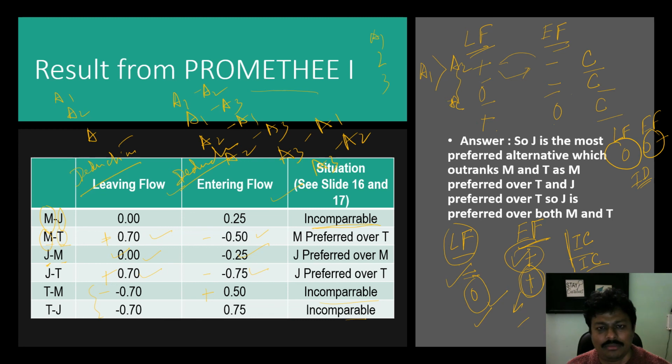Okay, that's all. But in case of PROMETHEE 1, you have to remember all these conditions. There are total 3 conditions of comparability, 1 condition of indifference, and 2 conditions of incomparability. So all these 6 conditions you must remember to find a solution from PROMETHEE 1.